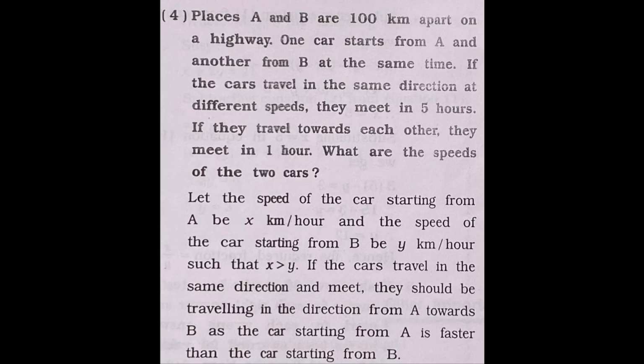So let the speed of the car starting from point A be x km per hour and the speed of the car starting from point B be y km per hour, in such a way that x is greater than y, which means that the car starting from A is faster than the car starting from B. Now, if the cars travel in the same direction and meet, they should be traveling in the direction from A towards B, as the car starting from A is faster than the car starting from B.